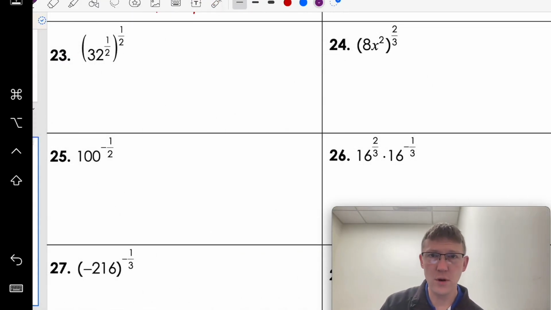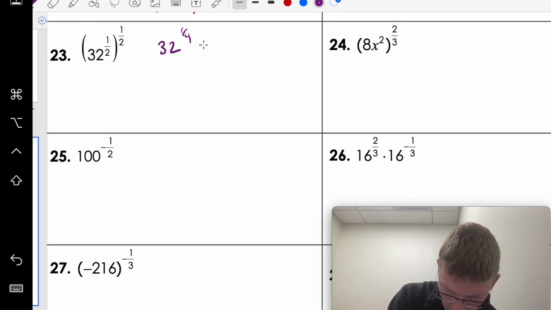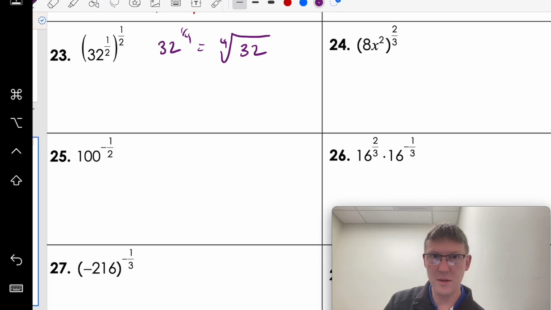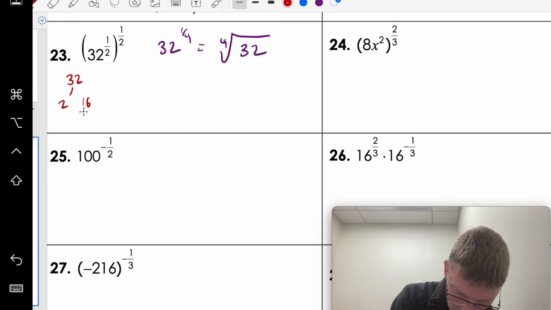So 23 and 24 are both going to be power rules, a power of a power. And so we're just going to multiply. So we've got 32. We're going to multiply those together, raised to the 1/4. I'm double checking. So let's see here. 16 can come out of that, and that's a 4th root. If I didn't know that, what I would do is take 32, that would be 16 times 2, and 8 is 2 times 4.